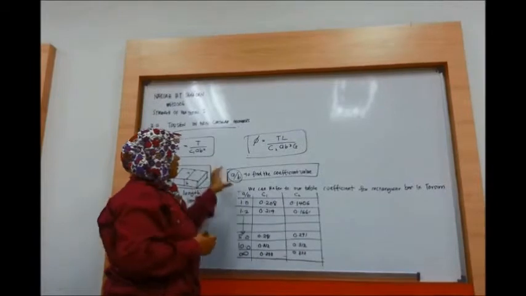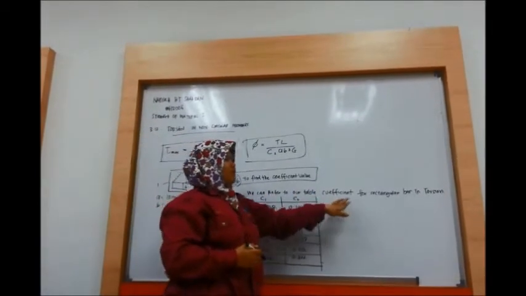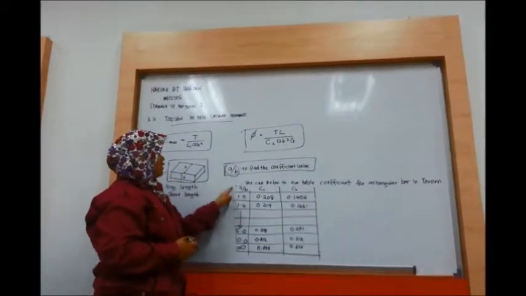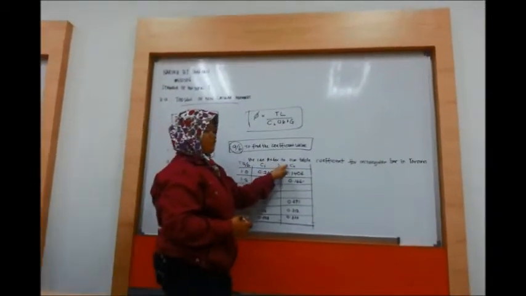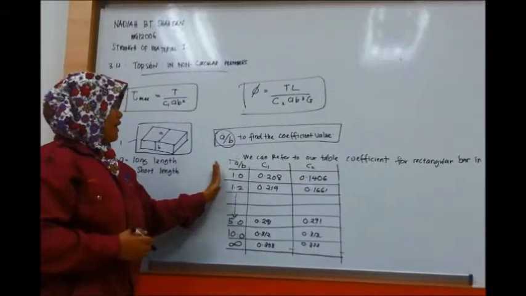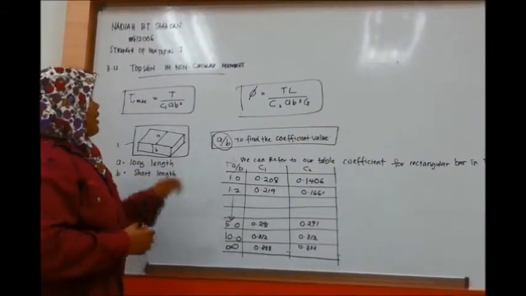If we get the value of a over b, we can refer to our table of coefficients for rectangular bars in torsion. Okay, this is our table. This is the ratio, this is coefficient 1 and this is coefficient 2. Here are a few examples of finding a over b.